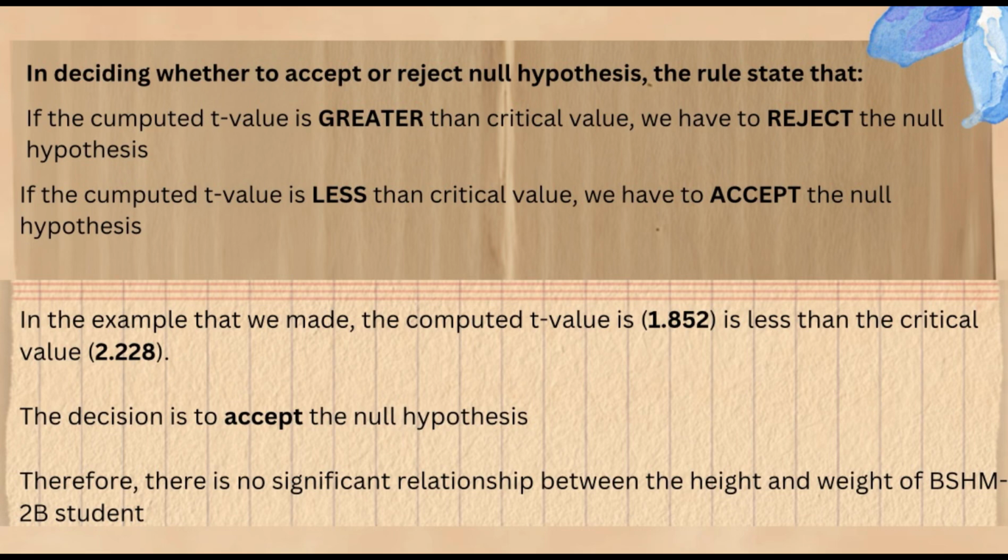So we have now compared, and we have now the decision. This means we are accepting the null hypothesis. Therefore, there is no significant relationship between height and weight of BSHM 2B students. Thank you.